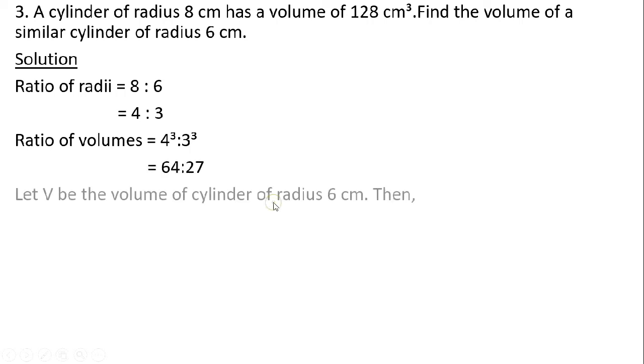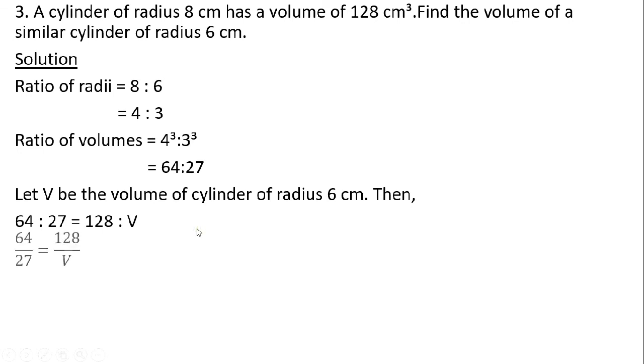From here, we are going to say, let V be the volume of the cylinder of radius 6 centimeters. Then, 64 to 27 should be equal to 128 to V. From here, what are we supposed to do? We are going to cross multiply. If you multiply 64 times V, you are going to get 64V. Multiply 128 times 27, you get 3,456. Our V is equal to 54 cubic centimeters.